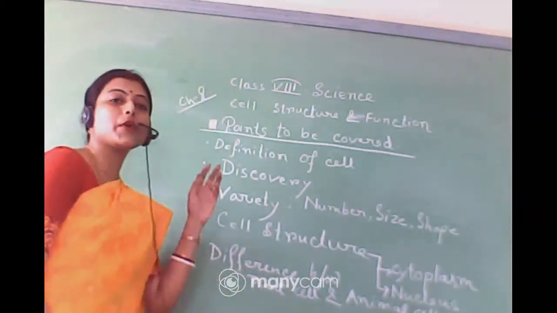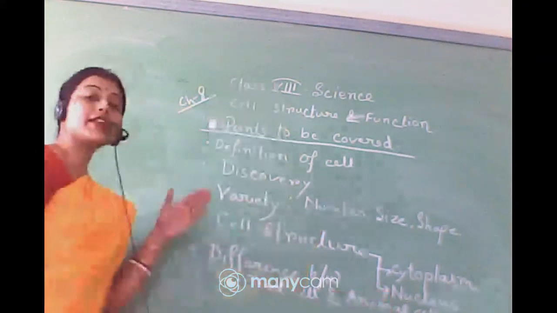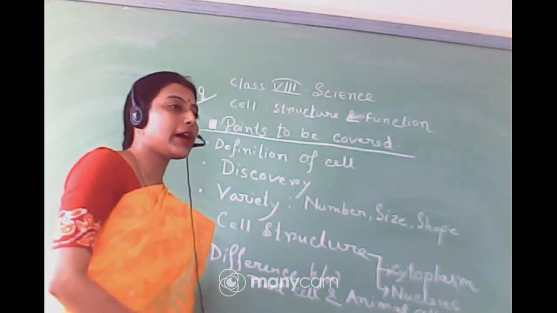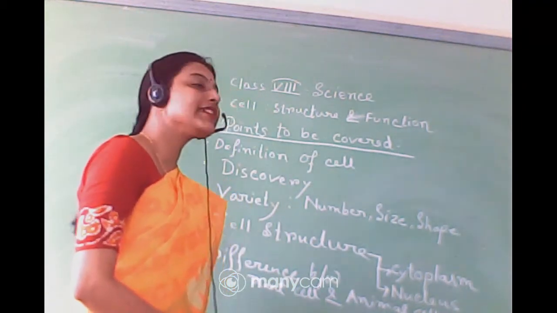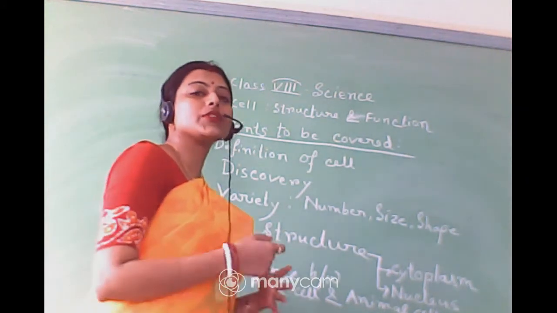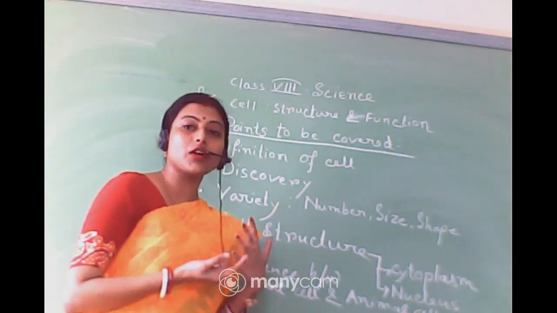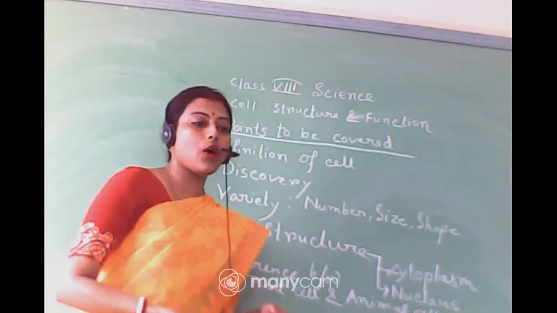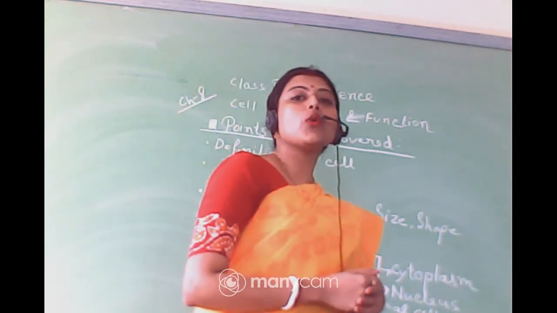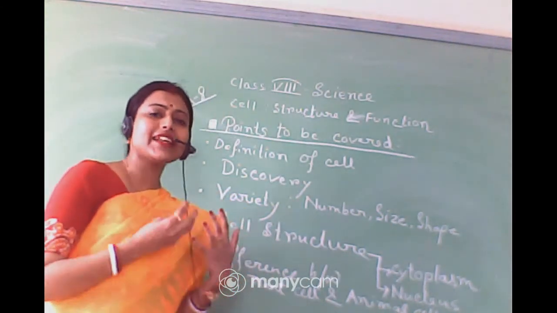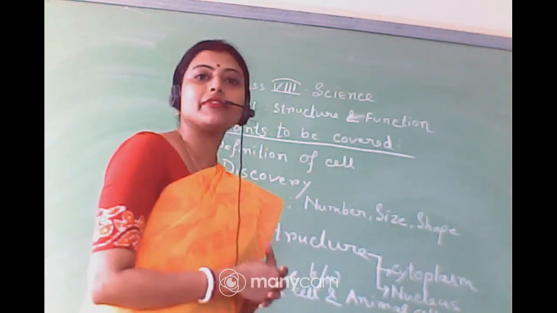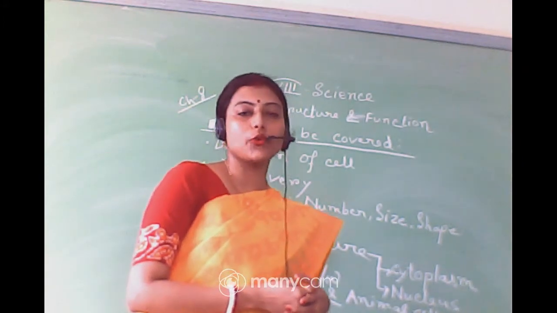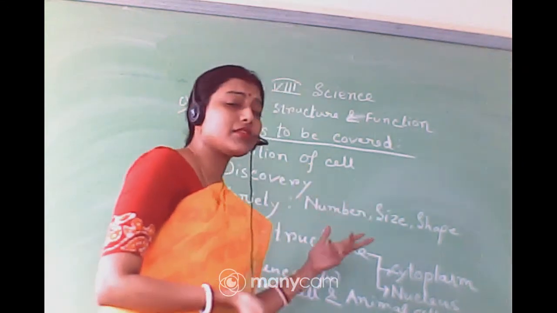Okay, we will move to the next portion of the chapter, that is the discovery of the cell. We know that the cell was discovered by Robert Brown in the year 1665. When he was observing the bark of a cork, he discovered some compartment-like structures which he named cells. But they were all dead cells. He was unable to discover the total structure of the cell, as there was no advancement in the microscope.